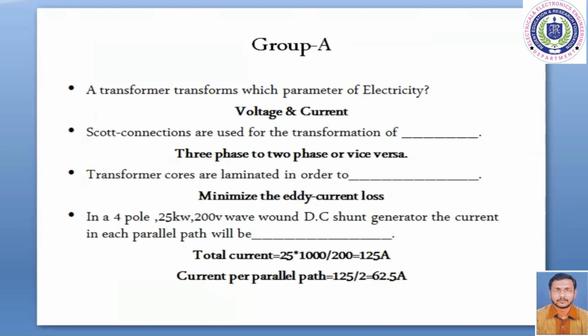Now as the machine is wave-wound, the number of parallel paths becomes 2. So the current per parallel path is 125 divided by 2, that is 62.5 ampere. So the correct answer is 62.5 ampere.